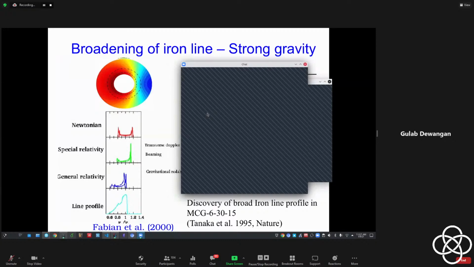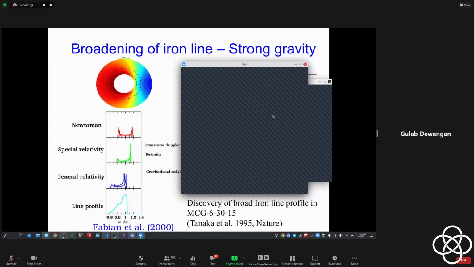Preeti is asking, can you explain the difference between the hard and soft lag? As I mentioned, the soft lag is due to the reverberation lag. The reflection spectrum is delayed compared to the continuum or illuminating emission. That is the reason for the soft lag. I did not discuss the hard lag, where the soft emission arrives earlier compared to the hard emission. That is why we call it hard lag. Hard lag is supposed to be due to the continuum.